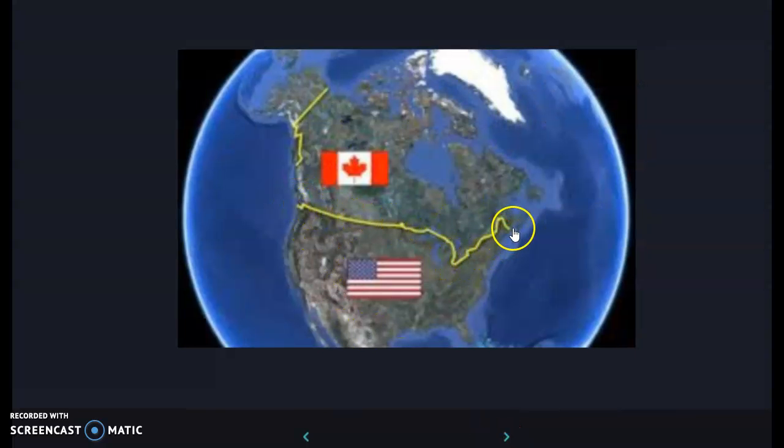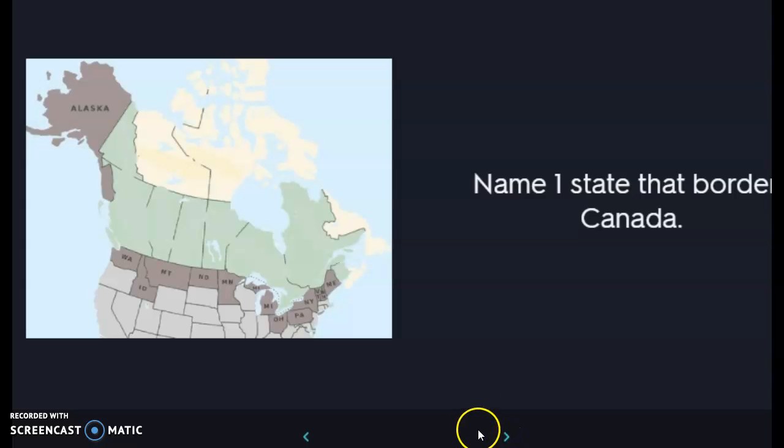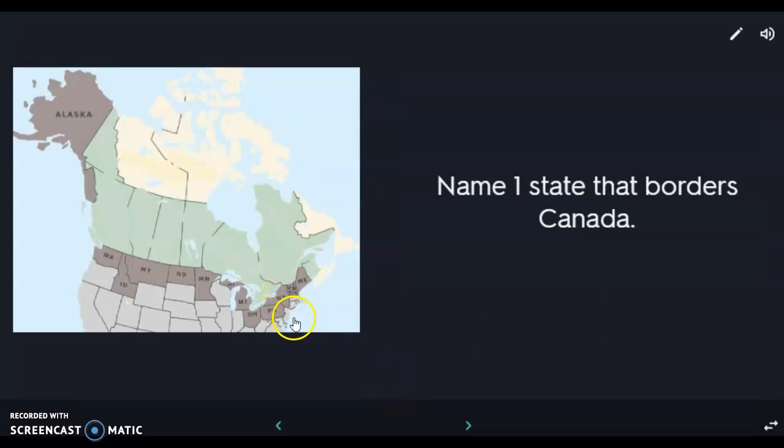What is this? Here's Canada, here's the United States. What is this? A border, a border. Name one state that borders Canada. New York, Minnesota, Michigan, many states. Remember New York. Name one state that borders Canada. New York.